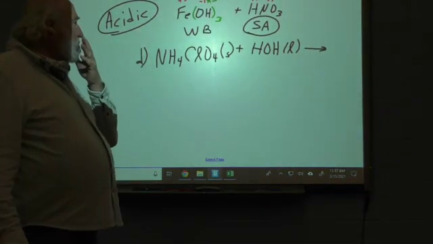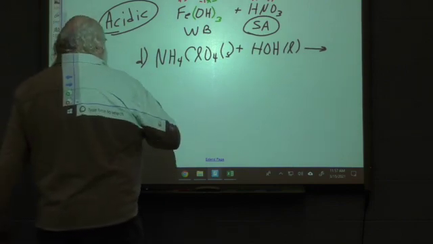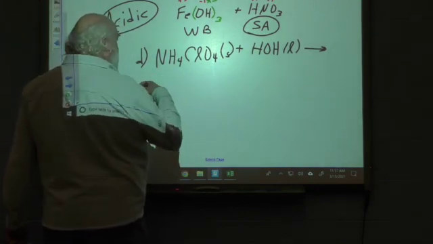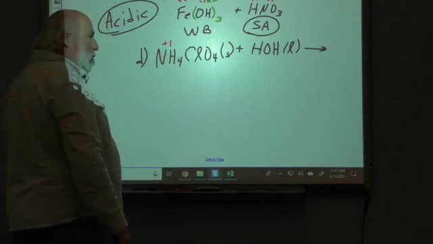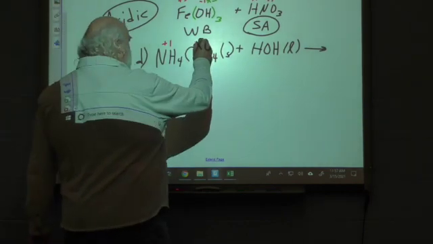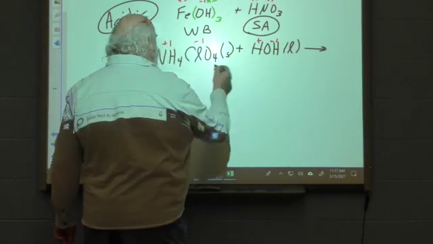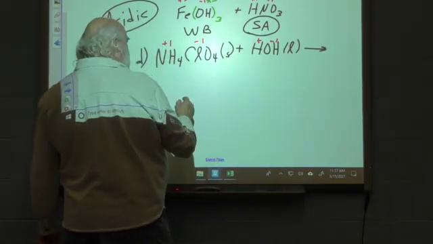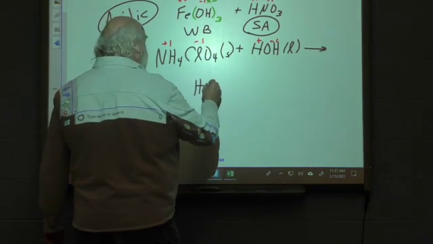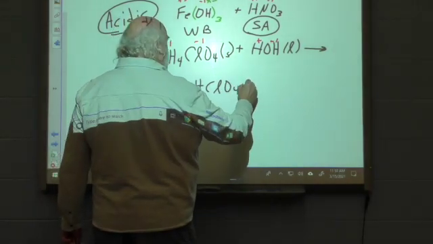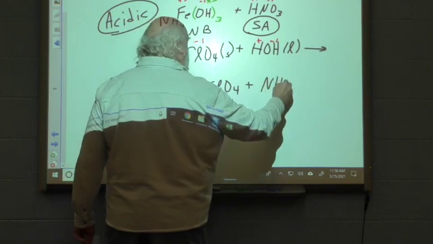All right, here's another example. Again, we need to go through the charges. Ammonium is on your polyatomic ion chart as +1. ClO4 is perchlorate, so that's -1. And of course, we know this is +1, this is -1. So the hydrogen and the ammonium are going to switch places, and that's going to give us HClO4 plus NH4OH.